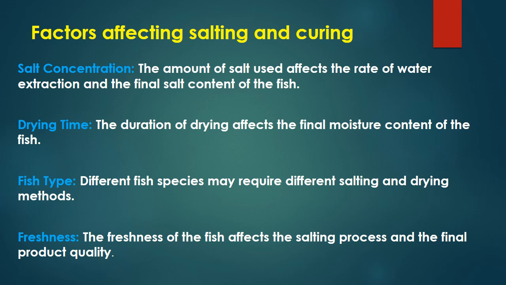The fish type is another important factor. Different fish species may require different kinds of salting and drying methods depending on their moisture content and other composition. And finally, the freshness. The freshness of the fish affects the salting process and the final product quality. So if the fish is already old or has undergone some changes, then it will not have the perfect quality of salt absorption or drying or better shelf life.